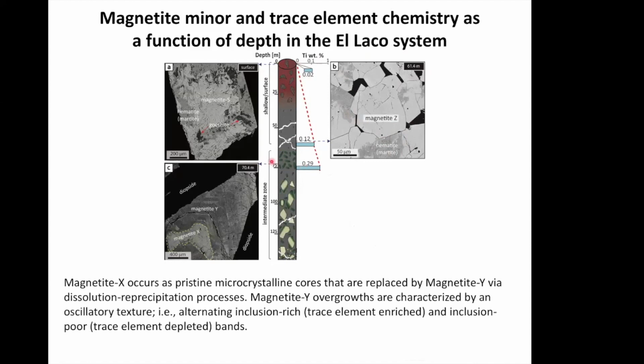If we go a little bit further, now we're about 75 meters below the surface. Now what we find is a third and fourth type of magnetite, which we label magnetite X, which occurs as pristine microcrystalline cores that are replaced by magnetite Y via dissolution-reprecipitation processes. Magnetite Y, these overgrowths on magnetite X, are characterized by an oscillatory texture where we have alternating inclusion-rich, trace element enriched and inclusion-poor, trace element depleted bands. And notice the concentration of titanium increases.